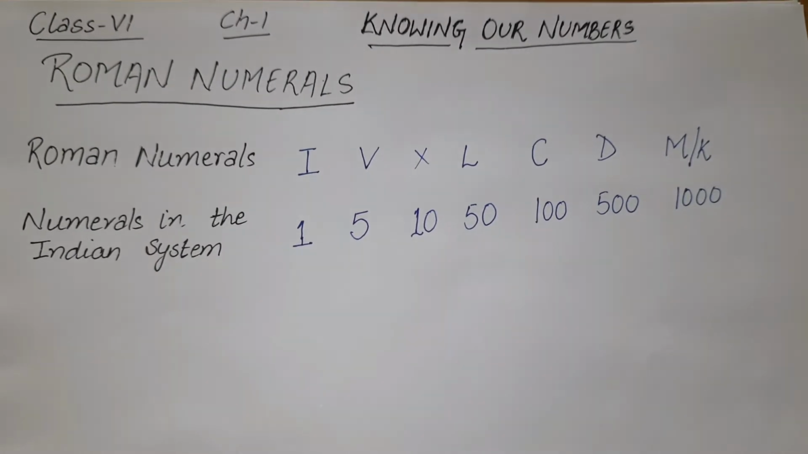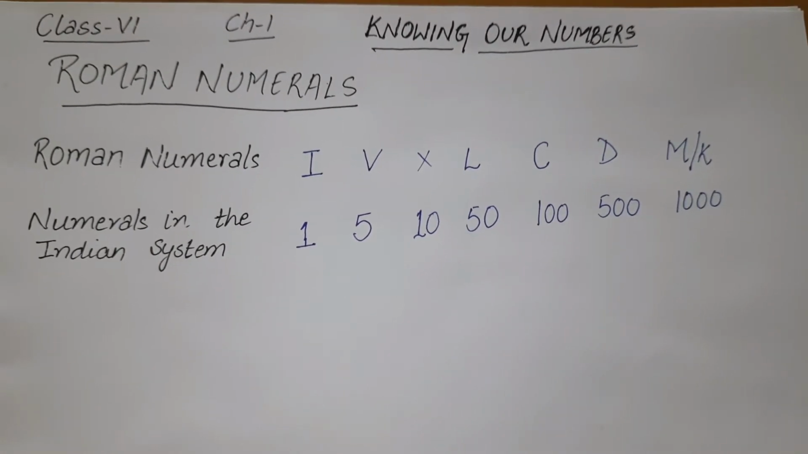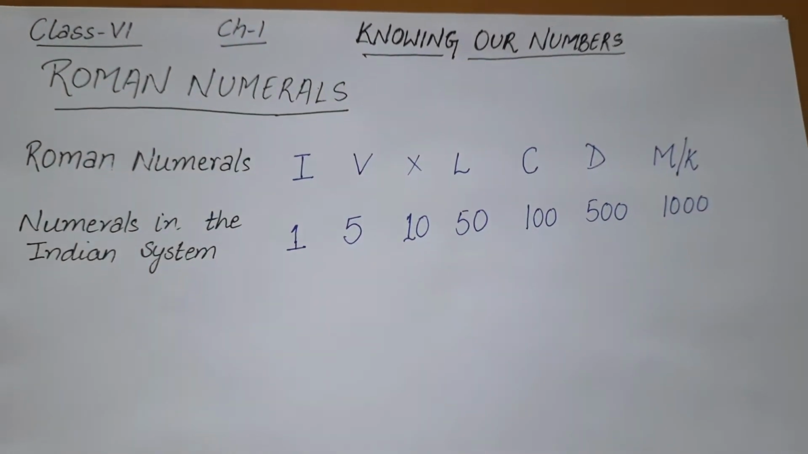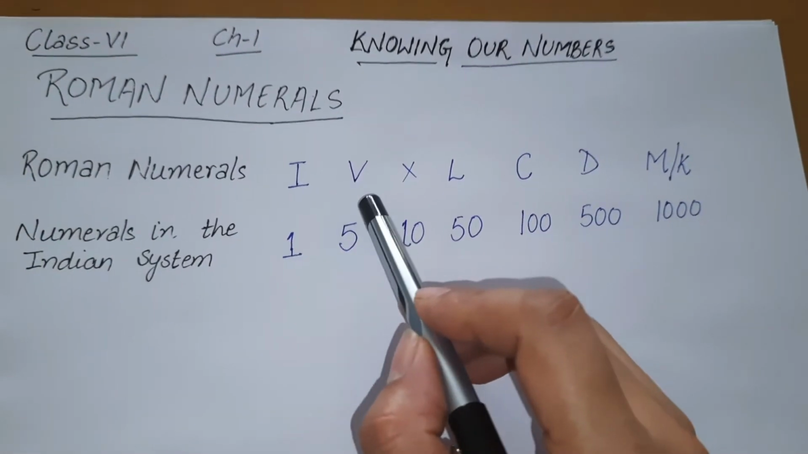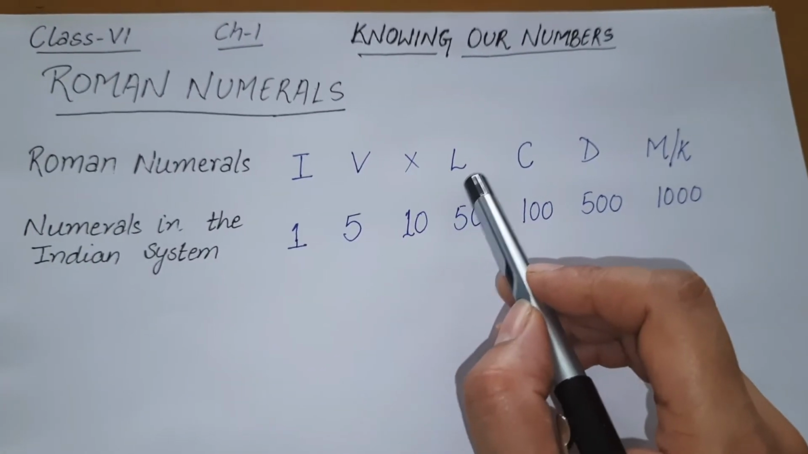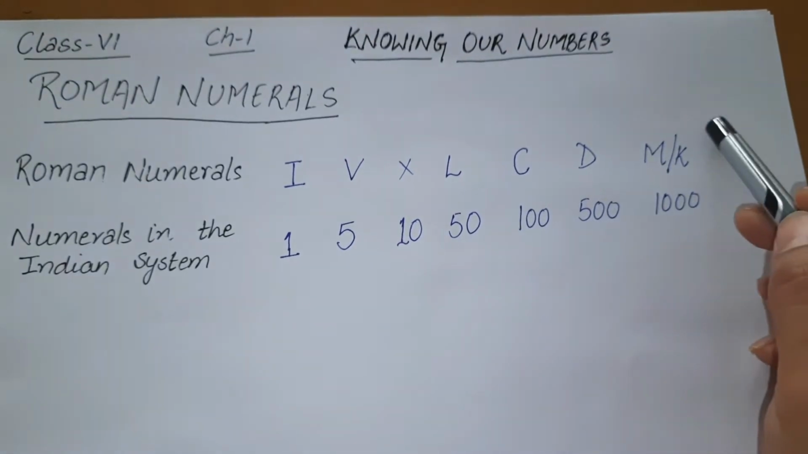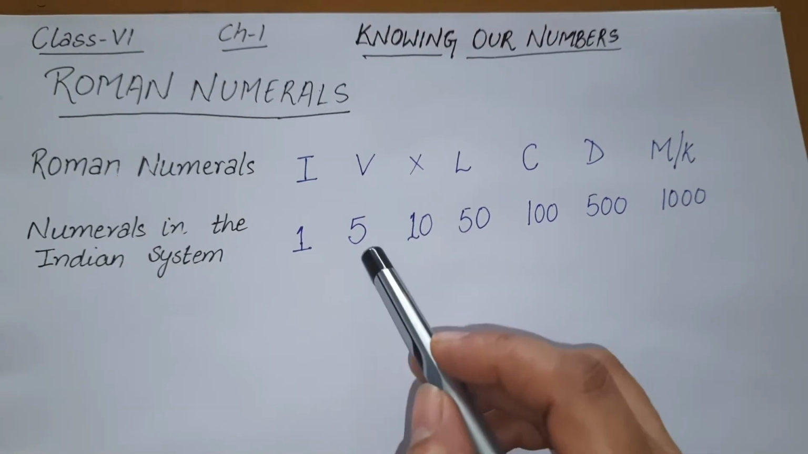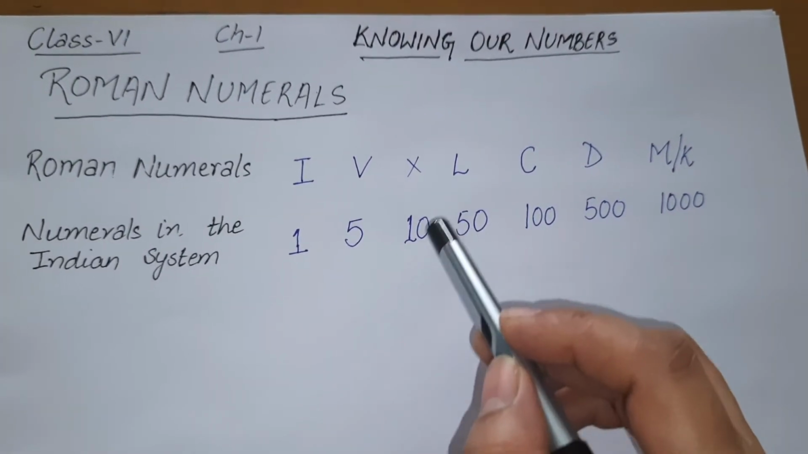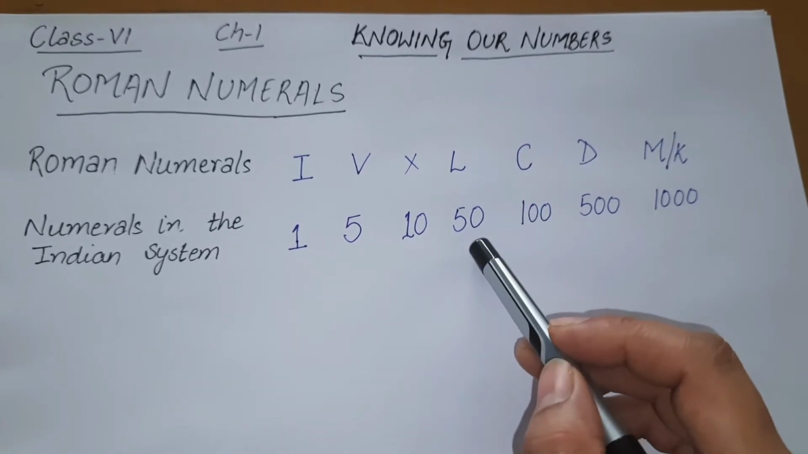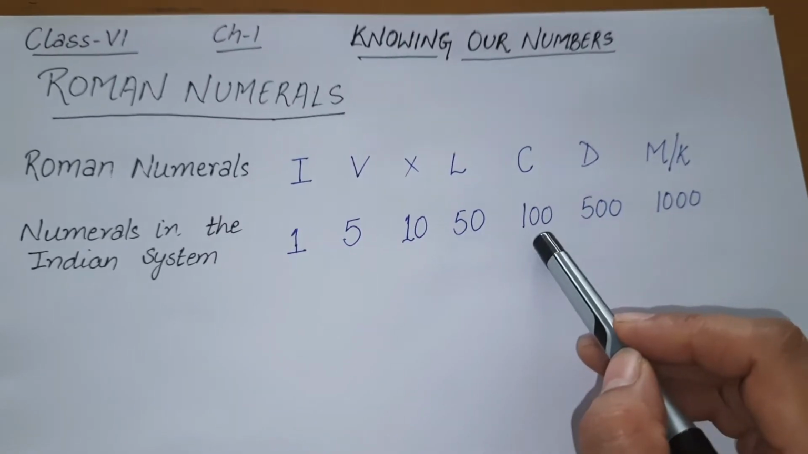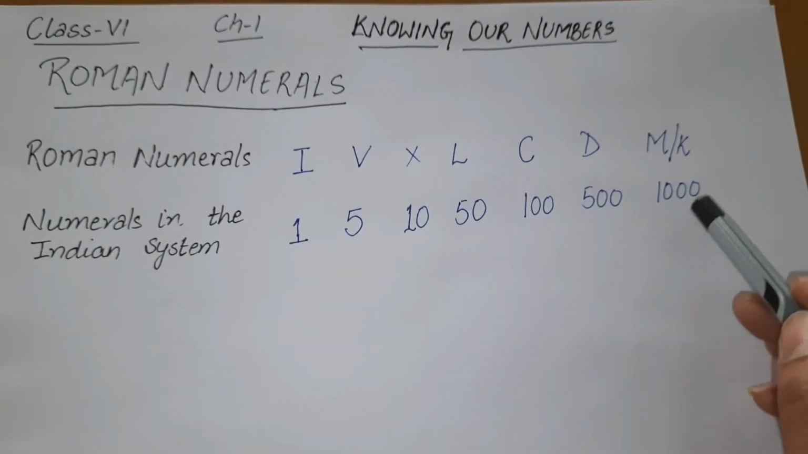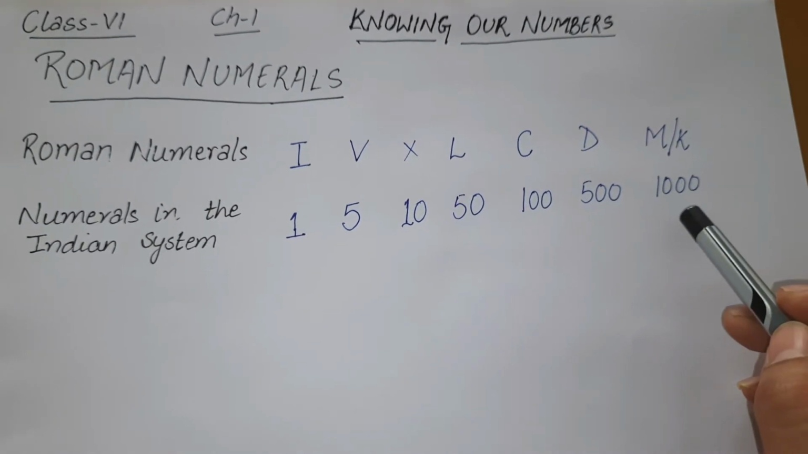In this system of numeration, 7 basic symbols are used for writing the numerals. These symbols are I, V, X, L, C, D, M or K. I stands for 1, V stands for 5, X stands for 10, L stands for 50, C for 100, D for 500 and M for 1000. K is also used to denote 1000.